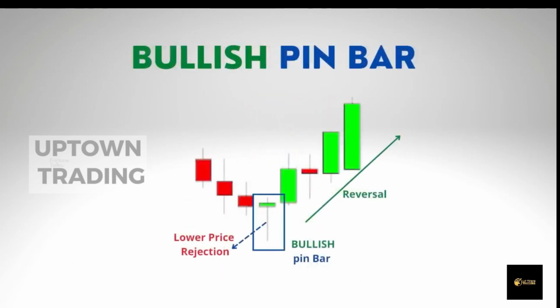Similarly, a bullish pin bar shows rejection of lower prices. The large lower wick shows the bears were in control earlier, but eventually it was overcome by the bulls, and now the bulls are dominant and the market could reverse higher.